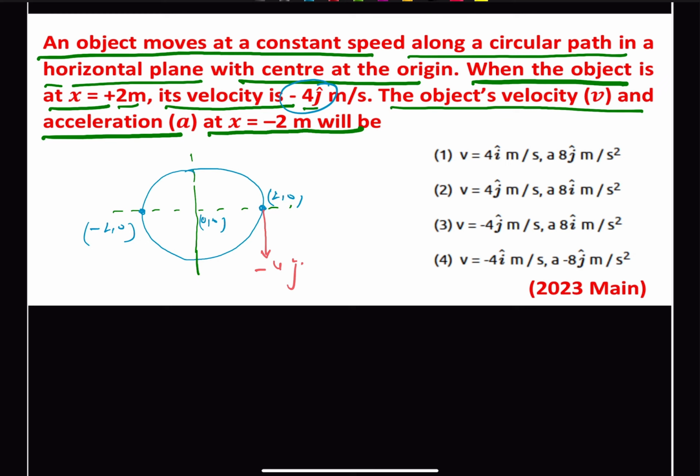So it means it will be moving along this path, and at this point, let us call this point A, and at point B, which is at the diametrically opposite end, its velocity will be in upward direction, and that will be giving us plus 4 j unit vector. Okay, let's find out their velocity as well as our acceleration.